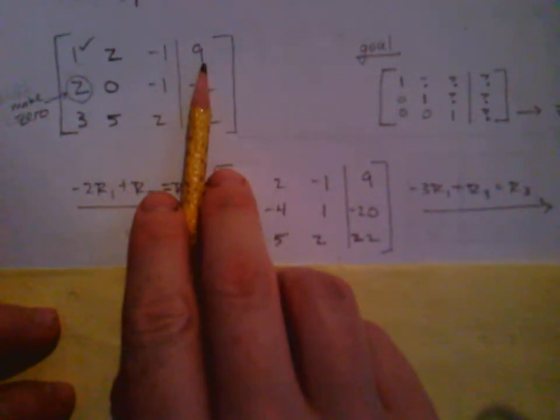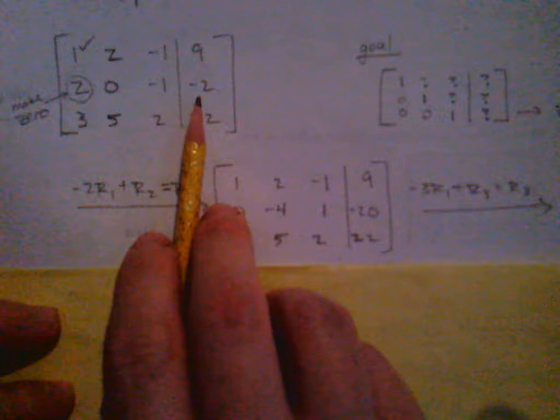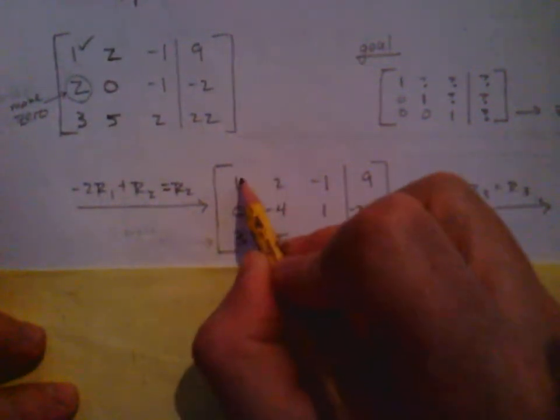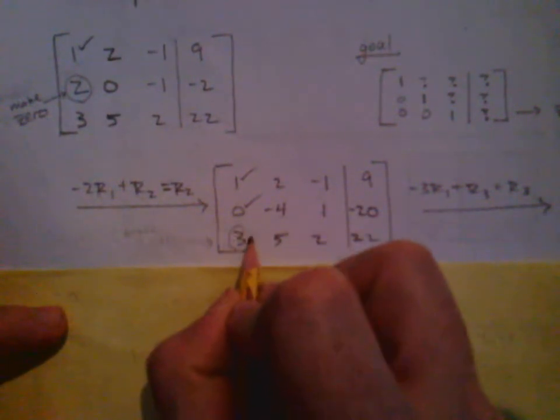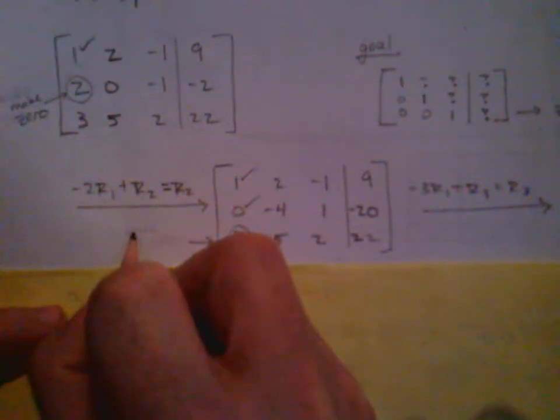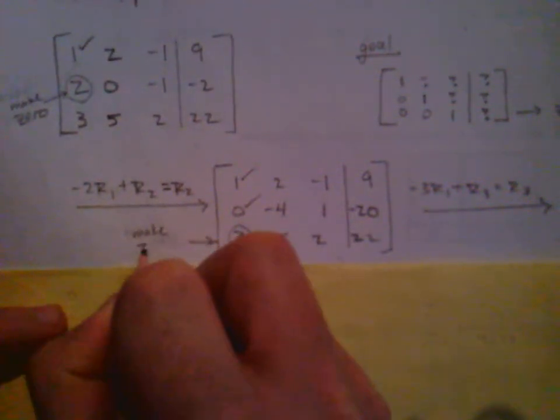Okay, finally we need -2 times 9, -18. -18 plus -2 gives us the -20. Okay, so 0, -4, 1, -20 is our new row 2. And now we have the 1 and we have the 0. So far so good. We'll go down again. That 3 right there, we want to make that a 0.